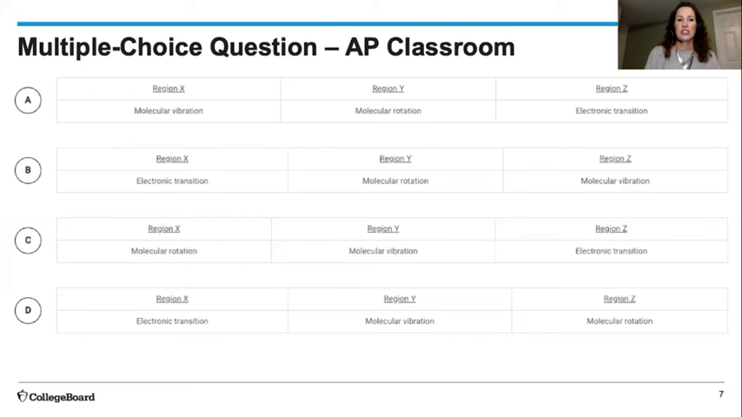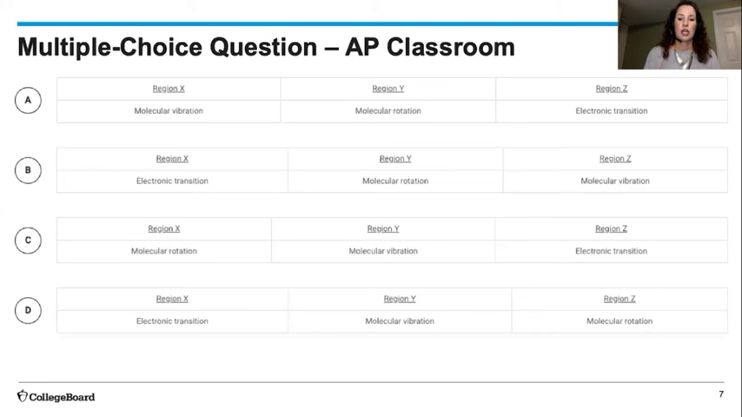So our multiple choice answers are going to give us some different areas. It's going to look at each of the different regions, and it's going to associate each region with a specific type of motion. As we just mentioned a second ago, we want to notice that both UV radiation and visible light are going to involve electron promotions. And we also want to make sure that we noticed that our microwave wavelengths were going to be our molecular rotations, and the infrared is going to be our molecular vibrations.